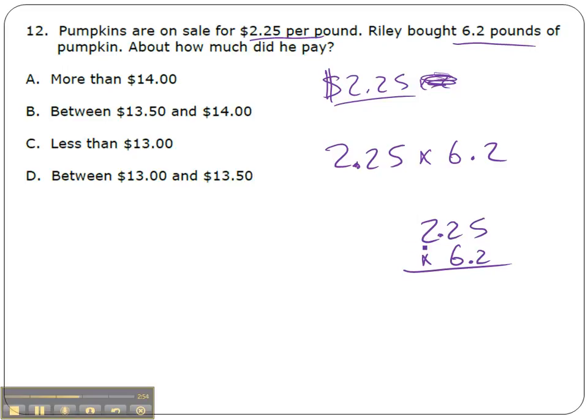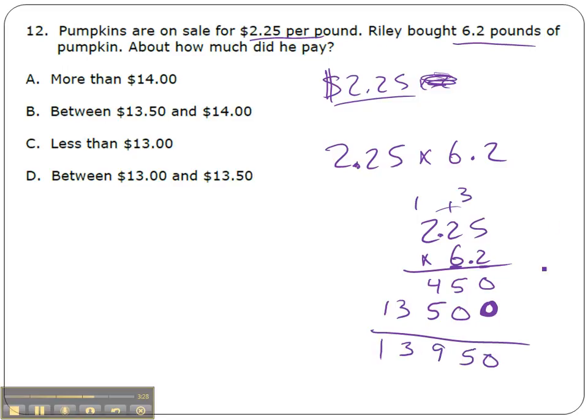So right now I'm multiplying by 2. That's the ones place because I'm ignoring that decimal. So 5 times 2 is 10. Carry the 1. 2 times 2 is 4 plus 1 is 5. 2 times 2 is 4. Now when I'm multiplying by 6, I'm multiplying by the tens place. So I need to start with that placeholder 0. Don't forget that 0. A lot of people did that on the test. 5 times 6 is 30. Carry the 3. 2 times 6 is 12 plus 3 is 15. Carry the 1. 2 times 6 is 12 plus 1 is 13. When we add those, we get 13,950.